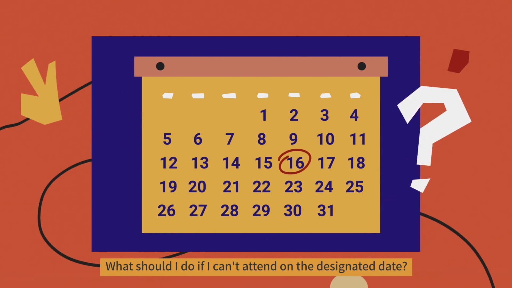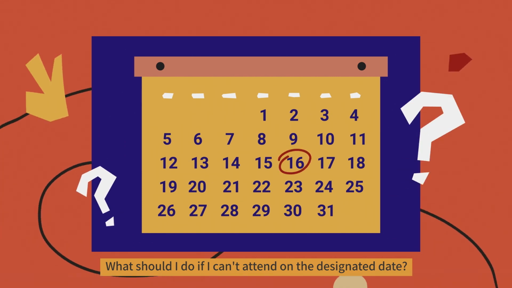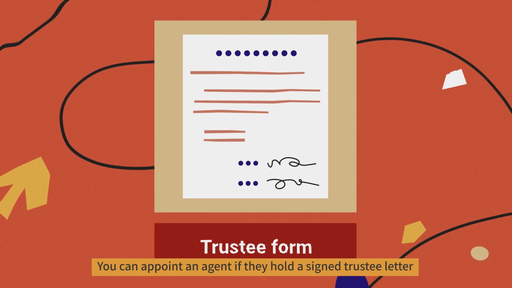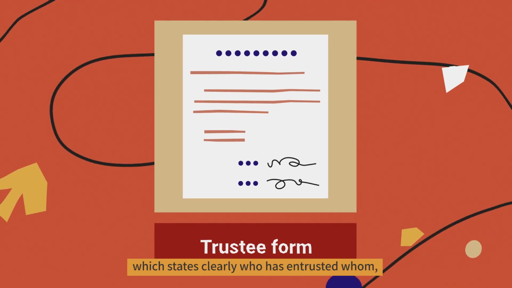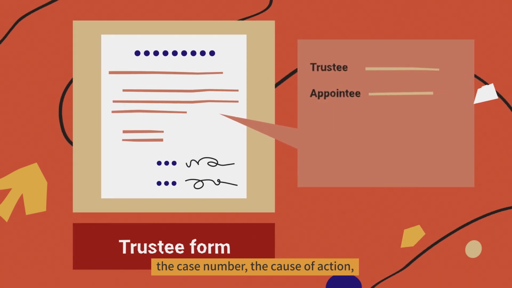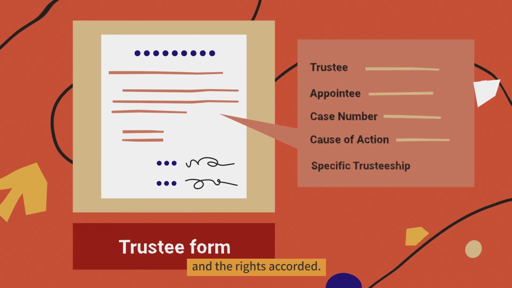What should I do if I can't attend on the designated date? You can appoint an agent if they hold a signed trustee letter, which states clearly who has entrusted whom, the case number, the cause of action, and the rights accorded.